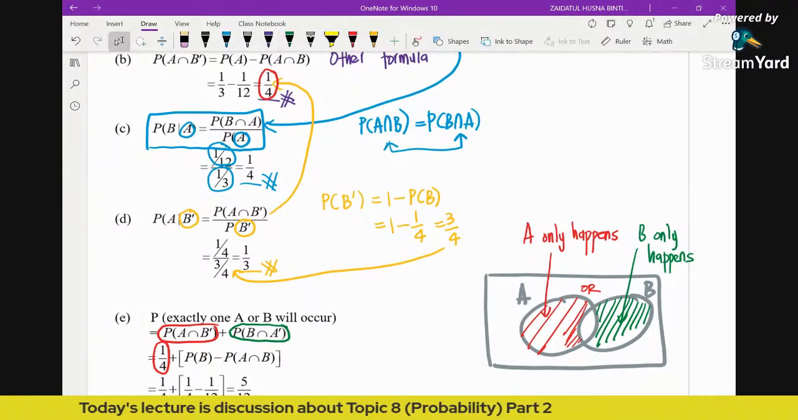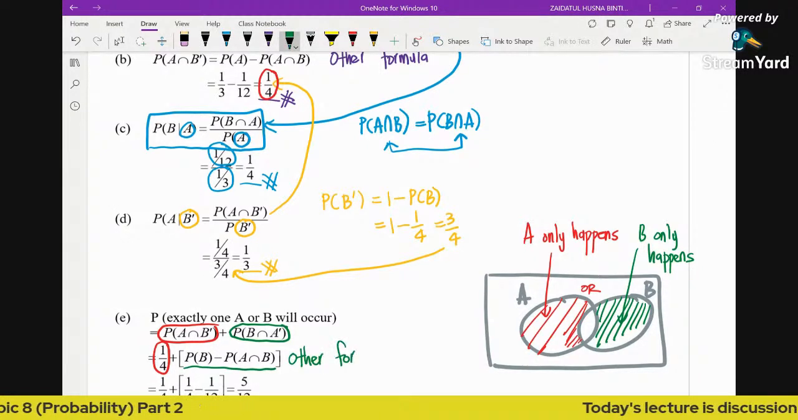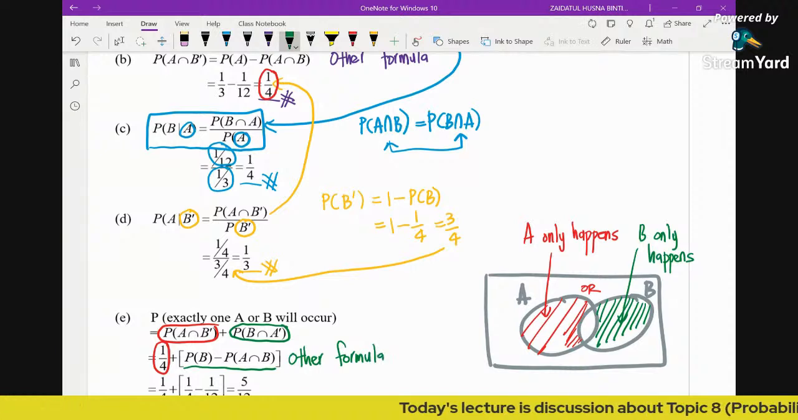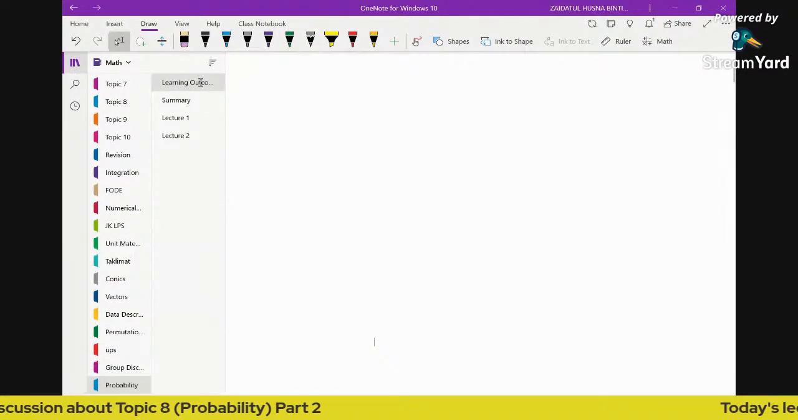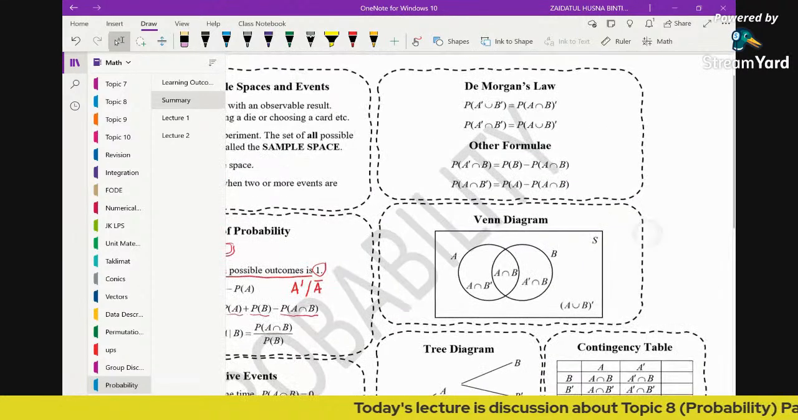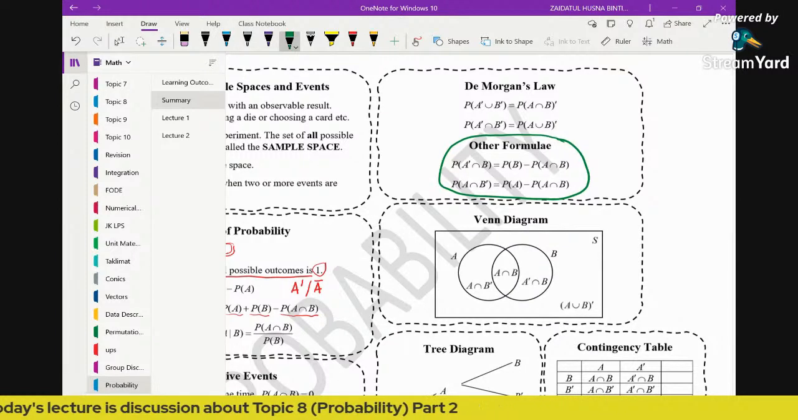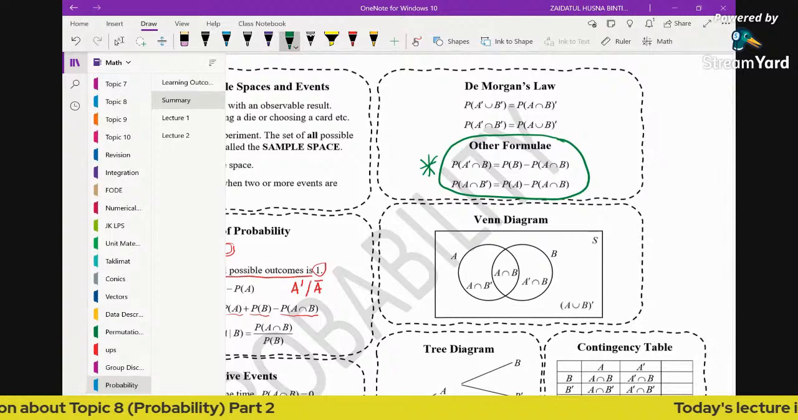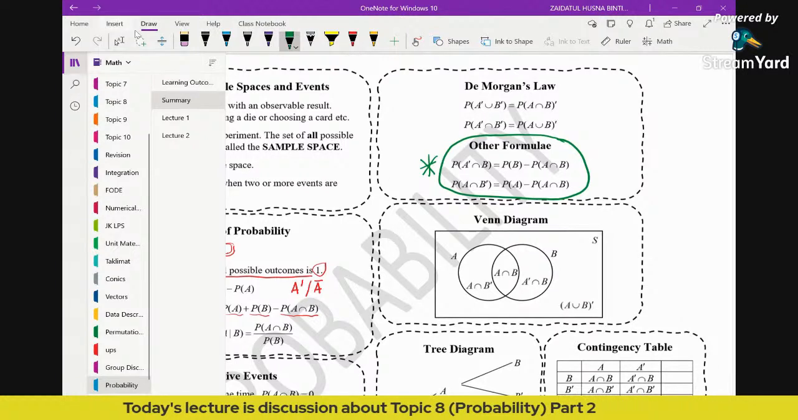In order to obtain this, we actually apply the other formula. From where? If you refer to the summary that I've given you, this is where the other formula is located, this one. So whenever I write down "other formula", it is about this formula. Actually, this can be proven using the Venn diagram. All right, so that is how we find it.